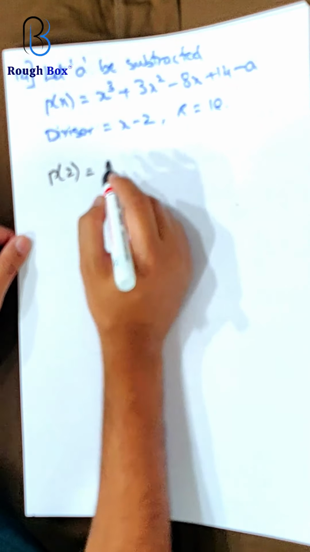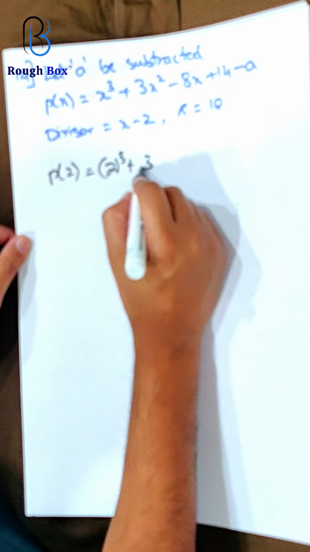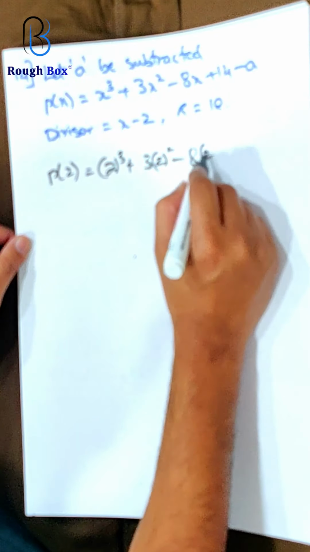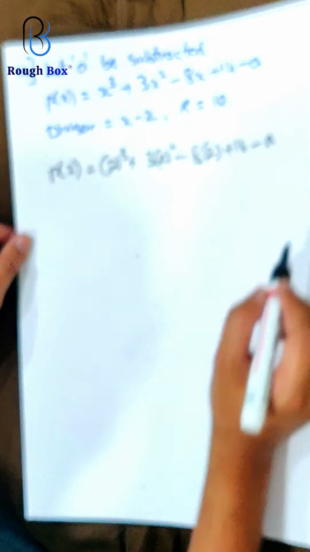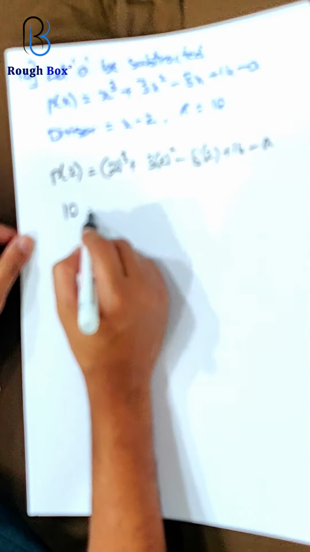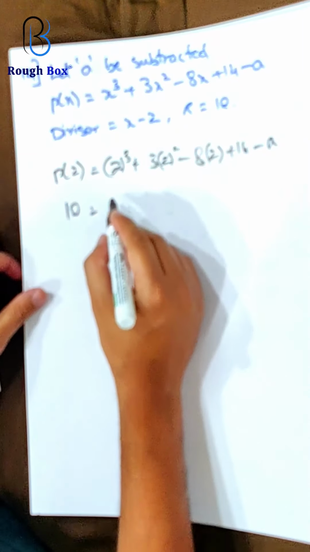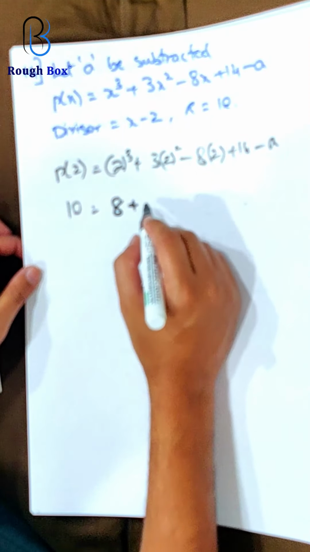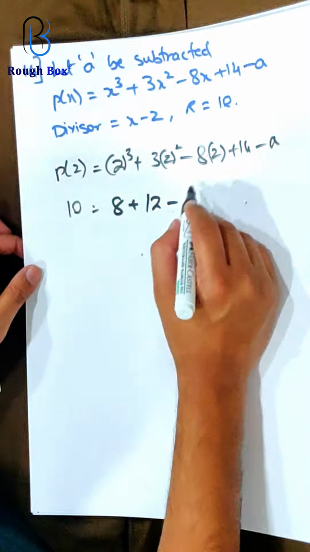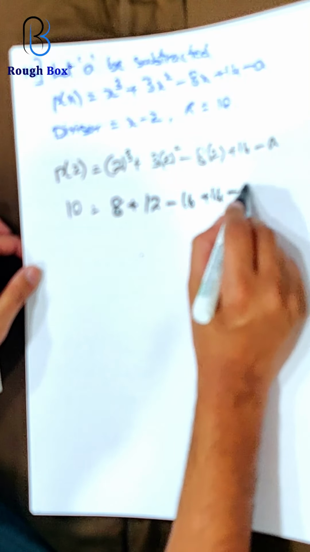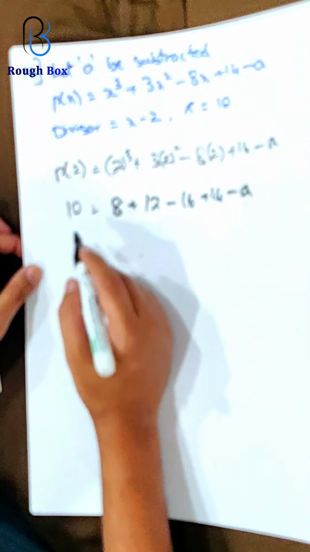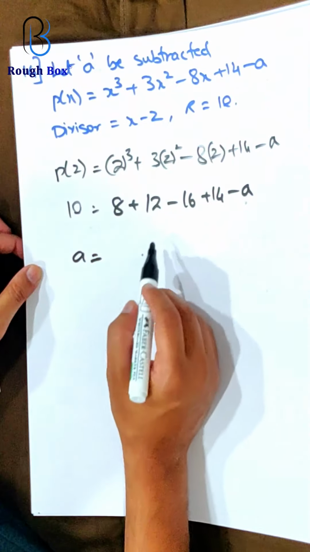So P of 2, 2 cube, 3 into 2 square, 8 into 2 plus 14 minus a, and the remainder is 10. Come on, pause the video, go ahead, solve it, get me the answer, or correct answer in fact. So 2 cube is 8, 3 square, 4 3s are 12, minus 16 plus 14 minus a. I'm shifting a on the other side, so it becomes positive a.